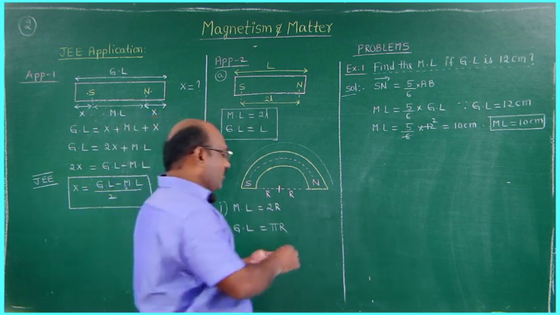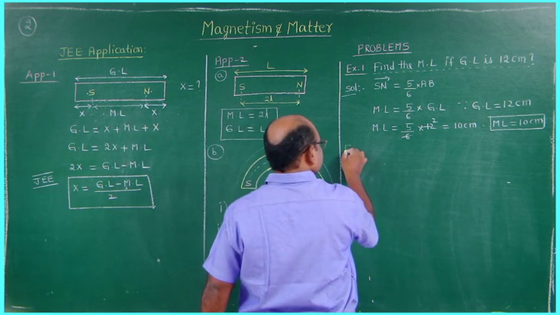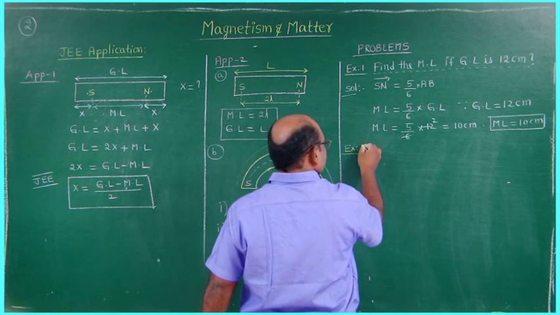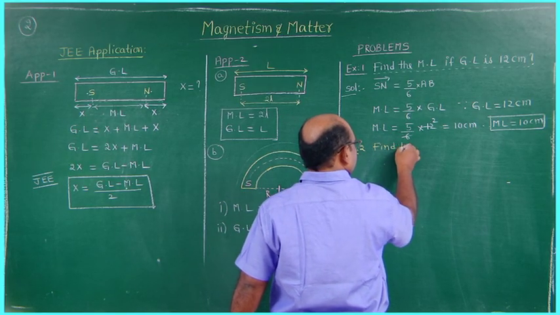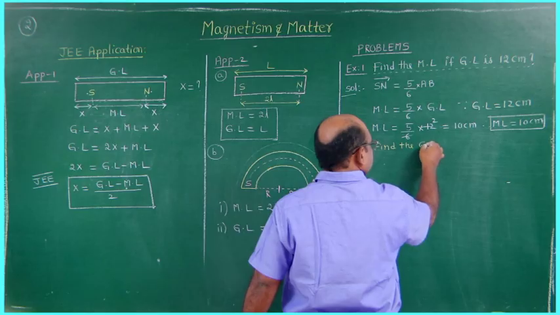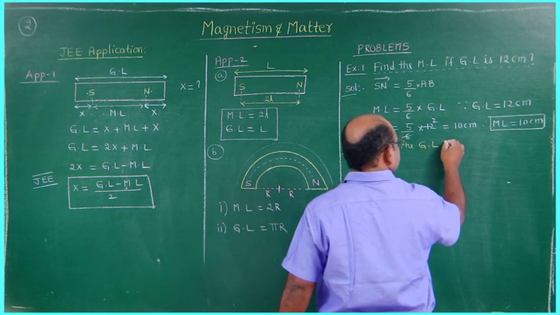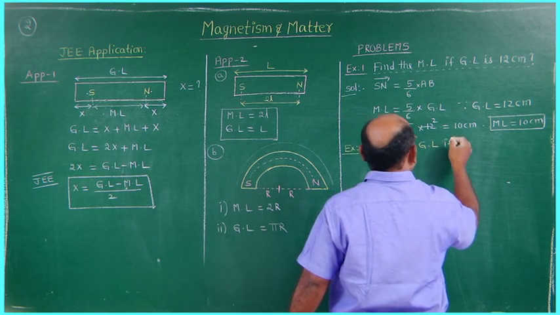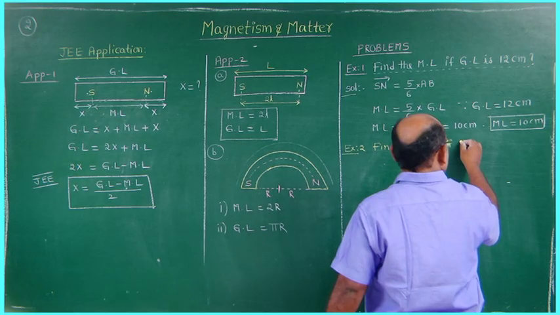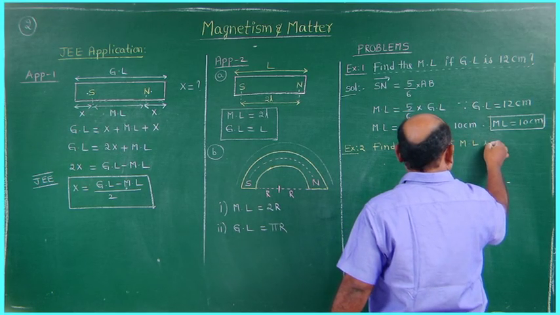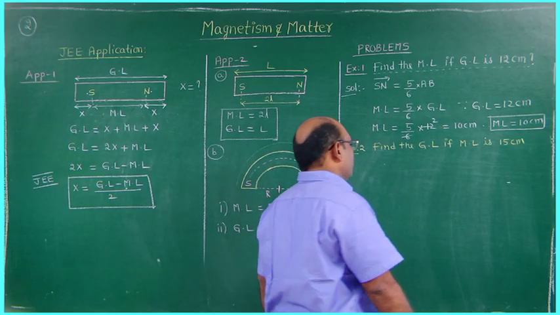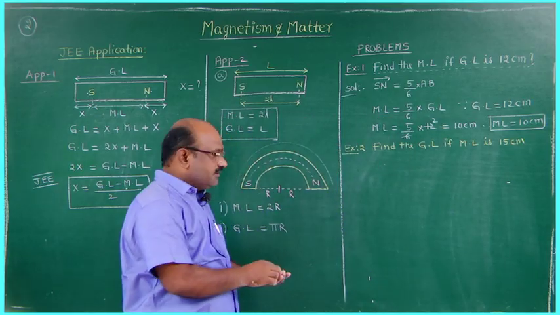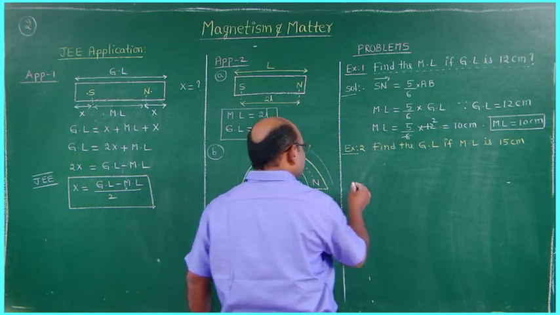Let us move to the second problem. Question is, find the geometric length if the magnetic length is 15 centimeter. Got the question? Find the geometric length if the magnetic length is 15 centimeter.